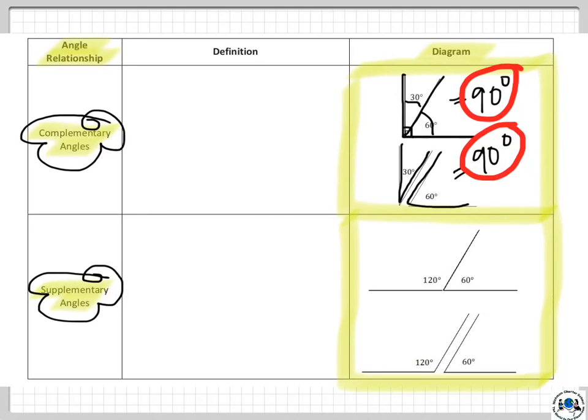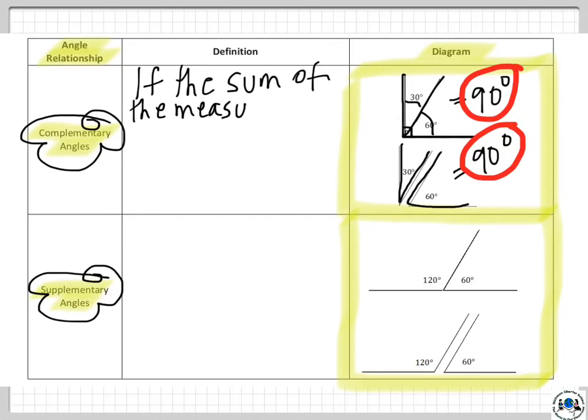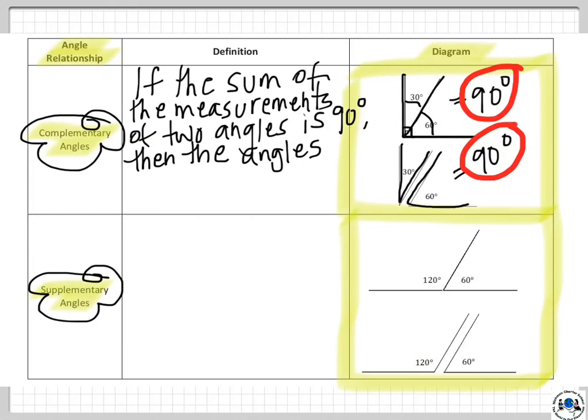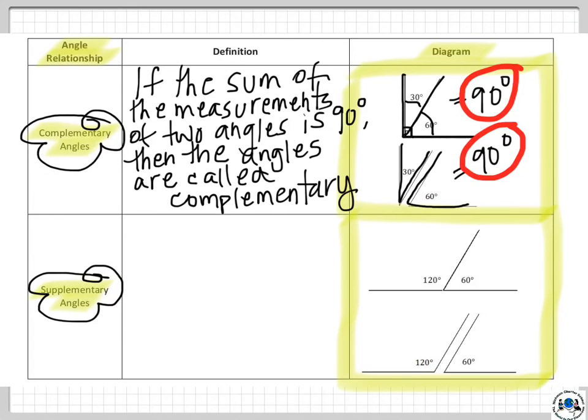And that is the only thing that makes them complementary. So if the sum of the measurements of two angles is 90 degrees, then the angles are called complementary. Each angle is called a complement of the other. Therefore, right here, this angle, we haven't named it, but it's 30 degrees, is a complement of that 60 degree angle. And even though they are disconnected, this is also a complement to that. So that's it. You see complementary, you think 90 degrees.